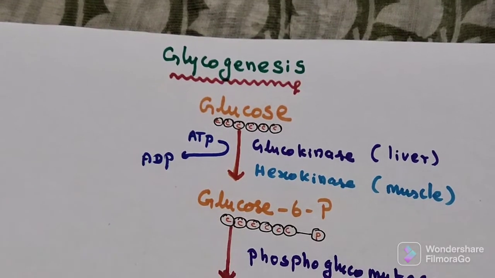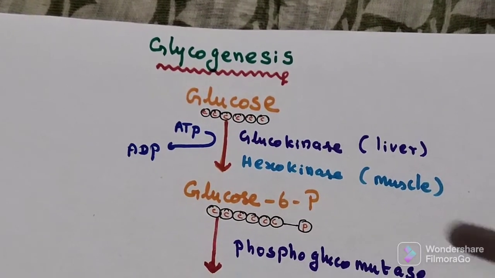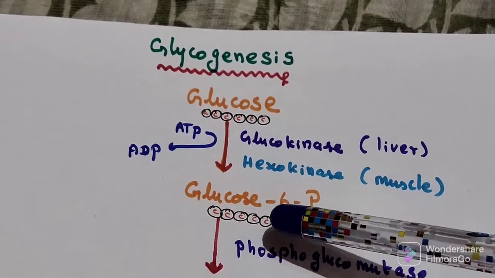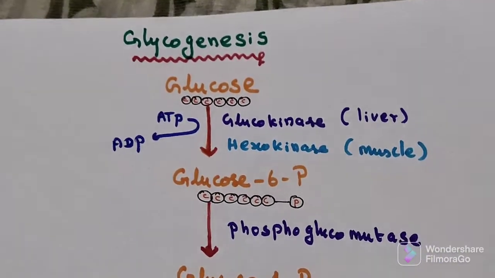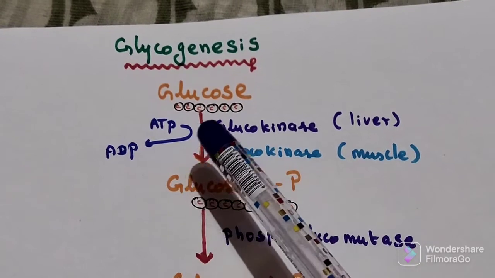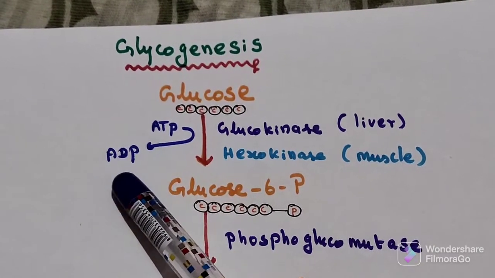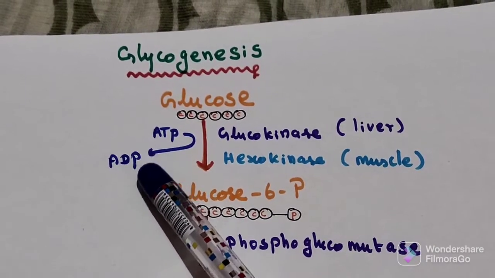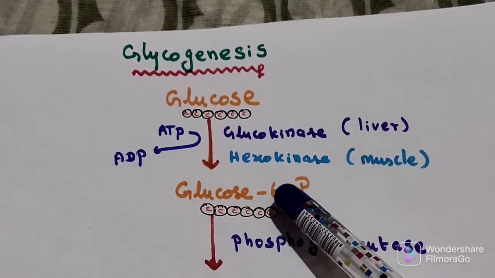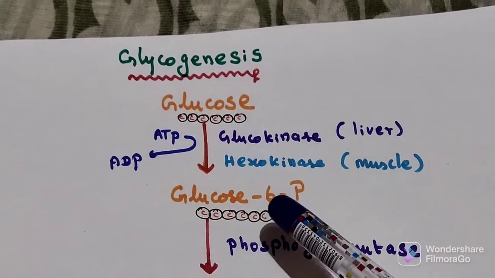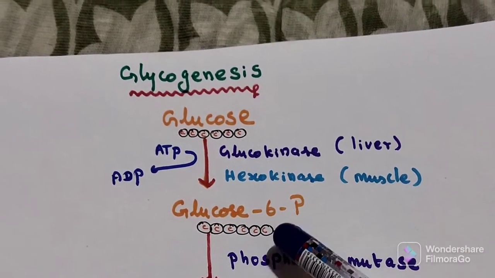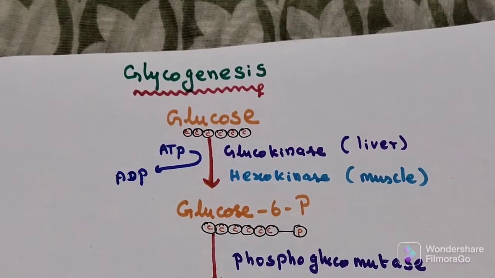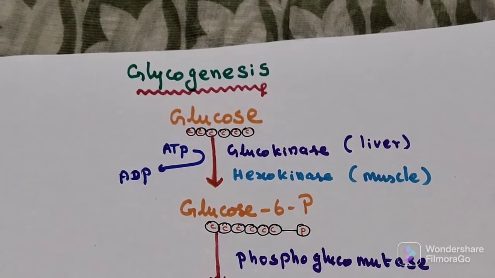There are many steps. The first step is that glucose is converted into glucose 6-phosphate. Here phosphorylation takes place. So adenosine triphosphate is converted into adenosine diphosphate. One inorganic phosphate attaches to the 6th carbon atom of the glucose molecule, so we get glucose 6-phosphate.